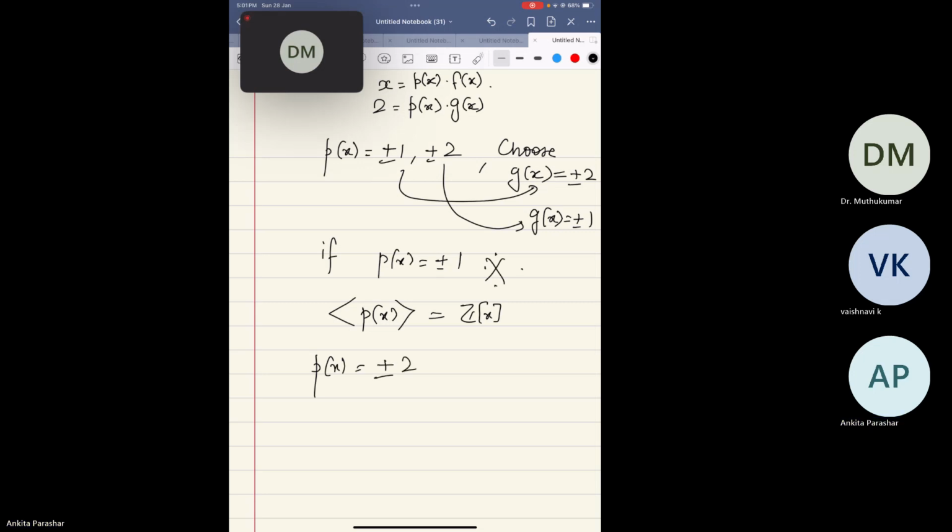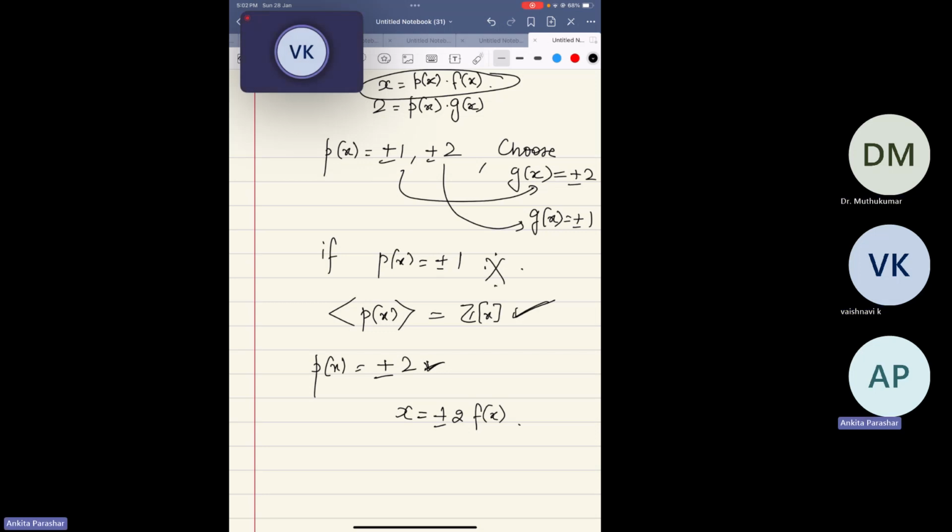Now, can you say something? Go back to your x fact. You have not used this fact: x equals plus or minus 2 f(x). Can you say something now? f(x) is a first degree polynomial. So if p(x) was plus or minus 1, the ideal generated by that will be Z[x], right? But if you take this, then what will be the ideal? It is all polynomials with even coefficients, right? And x will not be there.